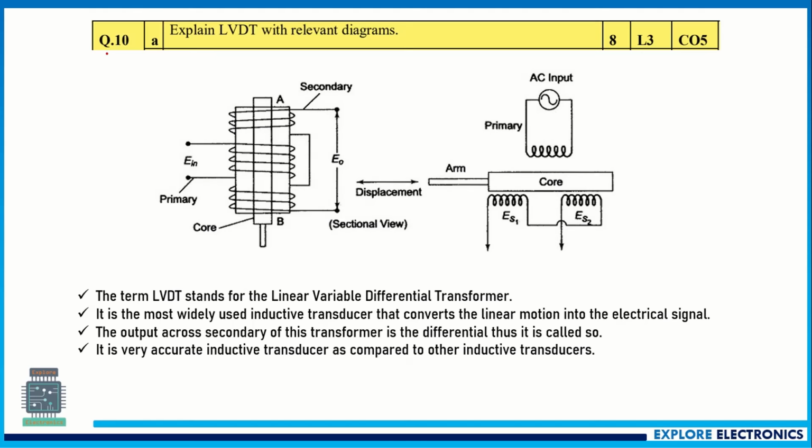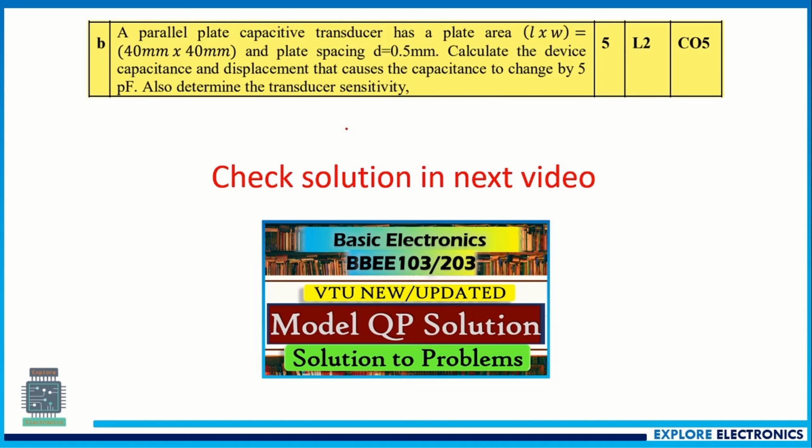And the last question, that is the 10th question of module 5: explain LVDT with relevant diagrams. This question is also asked multiple times. So you need to write the diagram like this, and if you have a cross-sectional diagram, you can also write that. Here also you need to clearly explain when displacement happens, how the voltages at ES1 and ES2 vary when there is a movement in the core, that is displacement. You need to explain the mutual inductance here clearly. And again, the problem on capacitive transducer. Let's see the solution in the next video.